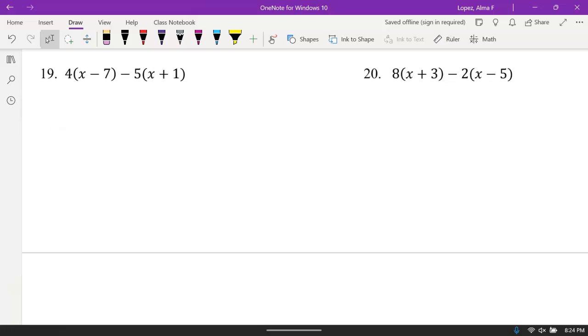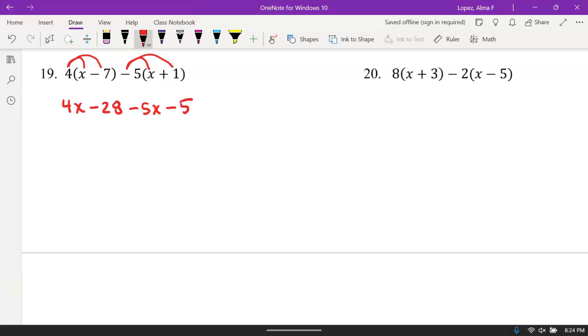And again, if you want to pause the video at any time and try them, please do. Let's start with this guy. We have a 4 that we're going to distribute onto that parentheses, and this is a negative 5 that will be distributed onto the second parentheses. 4 times x is 4x. 4 times negative 7 is minus 28. Negative 5 times x is minus 5x. And negative 5 times 1 is negative 5.